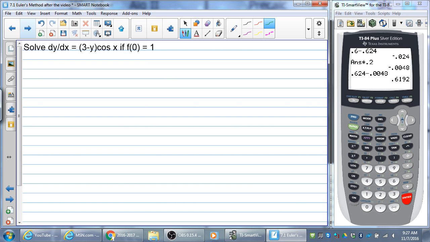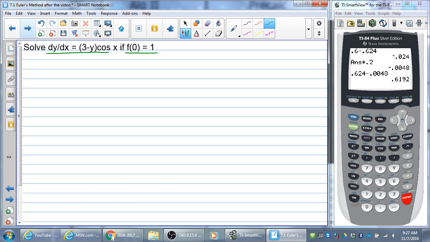I picked this one for a very specific reason. There's a very common mistake on this one. All right, so it says solve the differential equation if f of 0 equals 1. They give you a point, f of 0 equals 1, so that you can find the c.